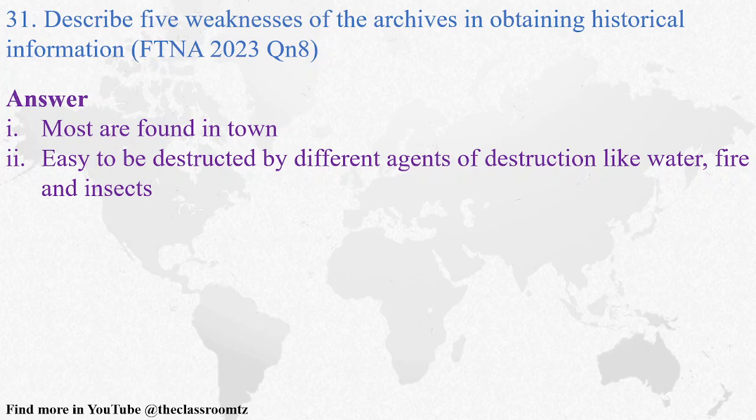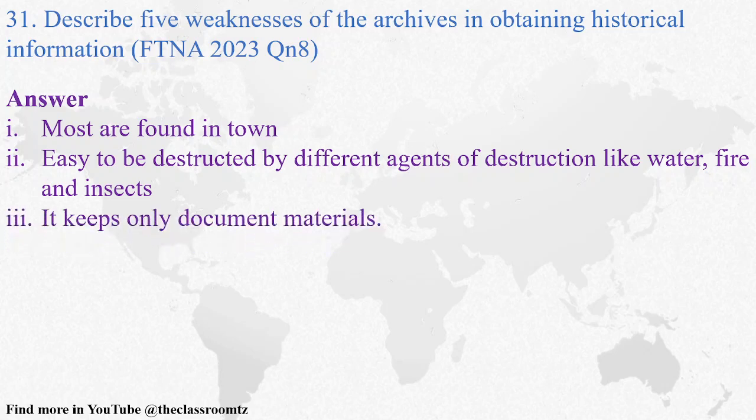Easily destroyed by different agents of destruction like water, fire, and insects, especially when we do not have modern buildings or good scientific or technological methods of keeping these. They can be destroyed by those agents. Water, fire, and insects easily destroy them. Remember, these are papers, and papers are very weak against those agents. Under water, fire, or insects, they are very easily destroyed. So that is the weakness.